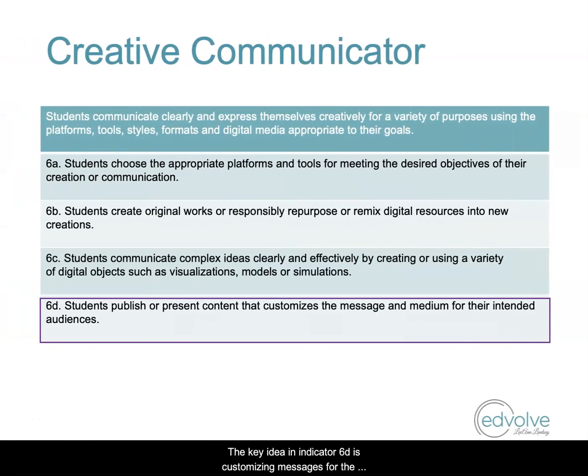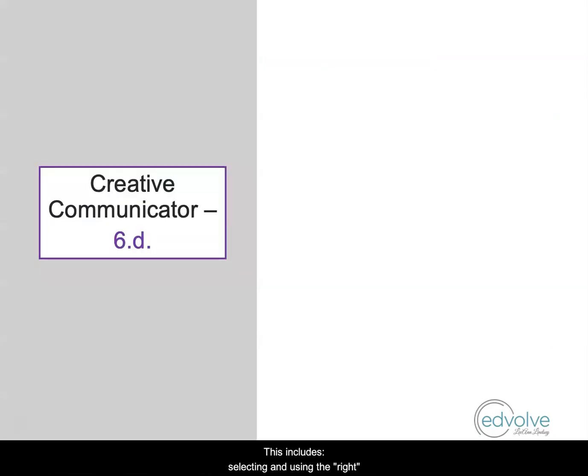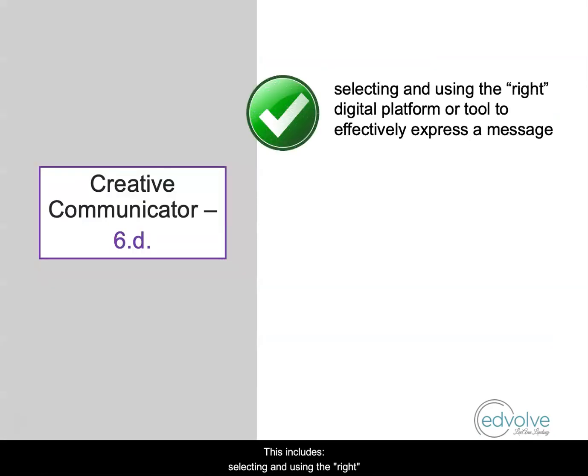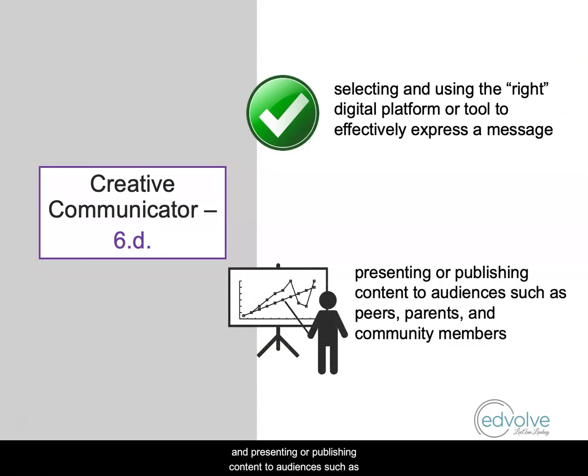The key idea in Indicator 6D is customizing messages for the intended audience. This includes selecting and using the right digital platform or tool to effectively express a message, and presenting or publishing content to audiences such as peers, parents, and community members.